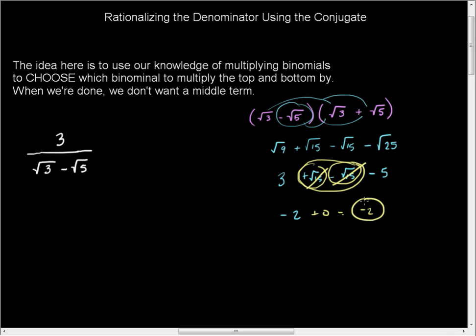That gives me negative 2. That right there has no radical sign on it. Then that's accomplished what I need to accomplish. It has gotten rid of the radicals. And so we're going to use this technique then.